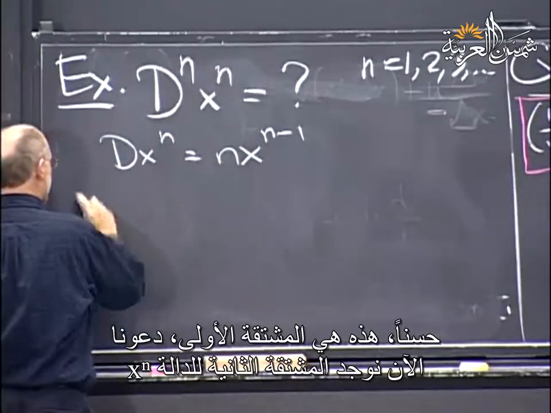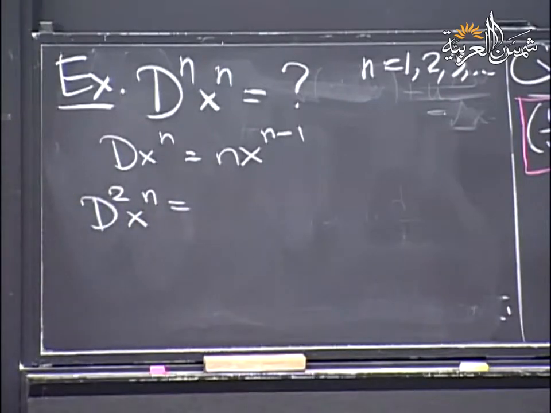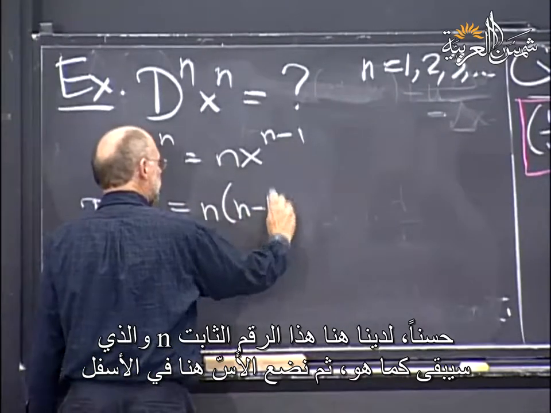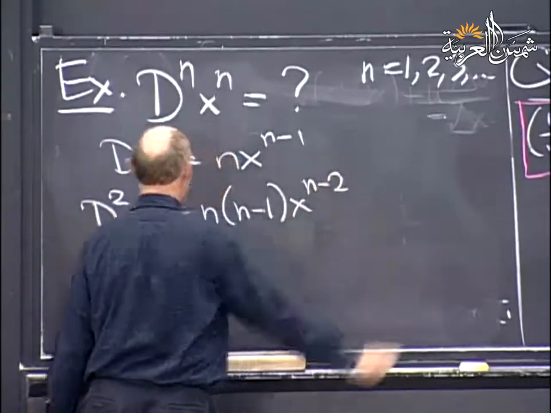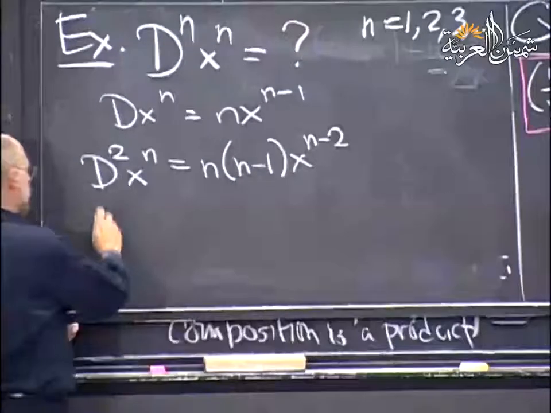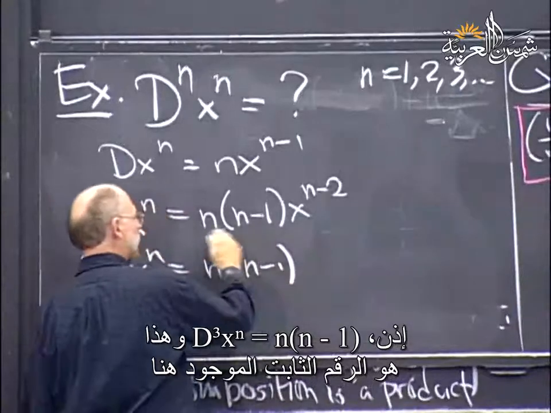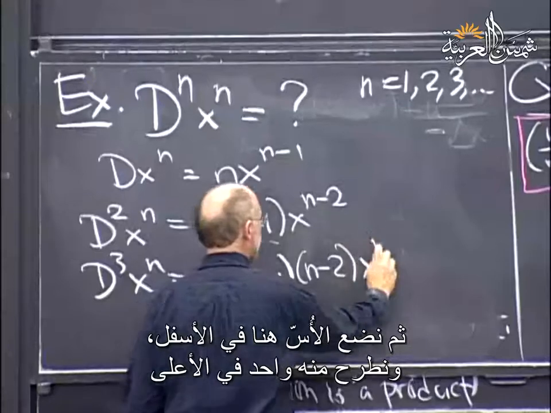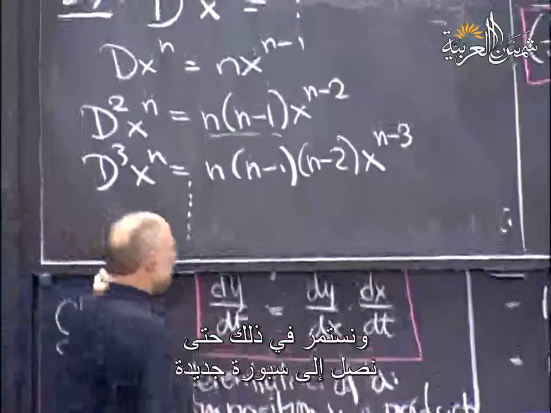Okay, we did one derivative. Let's compute the second derivative of x to the n. Well, there's this n constant that comes out, and then the exponent comes down, and it gets reduced by 1. Shall I do one more? D cubed of x to the n is n times n minus 1, that's the constant from here, times that exponent, n minus 2, times x to the one less, n minus 3, the new exponent. Well, I keep on going until I come to a different blackboard.